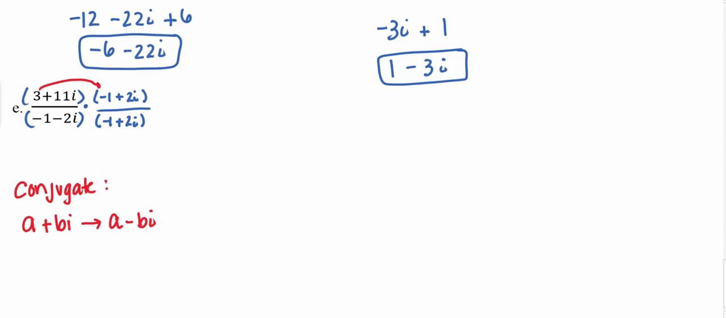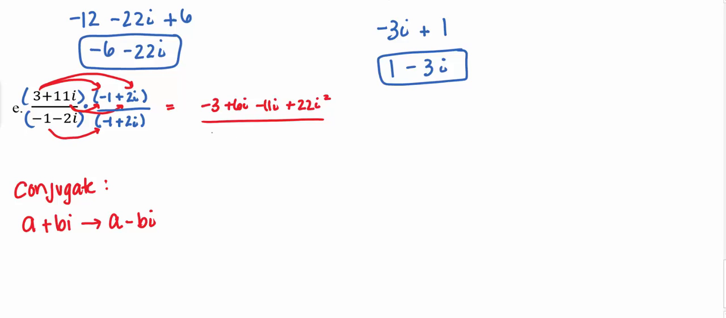So I have 3 times negative 1 is negative 3. Then I've got 3 times 2i is 6i. Got 11 times negative 1 is negative 11i. And then 11 times 2 is 22, and then i times i is i squared. And then I'm going to do the same thing in the denominator.